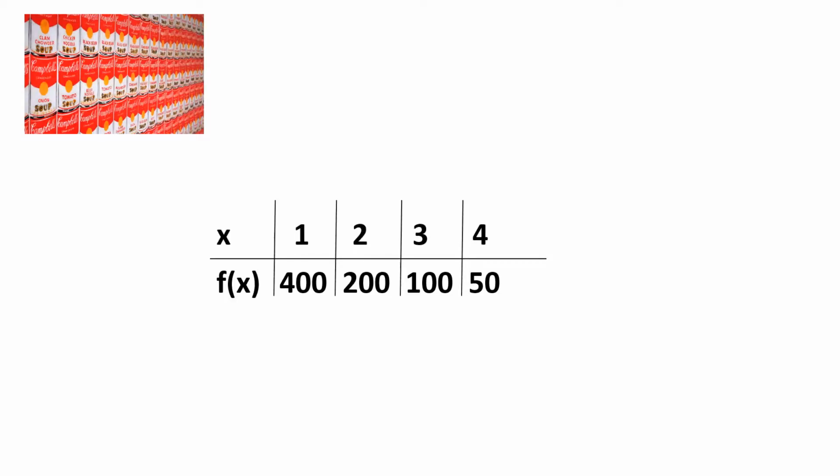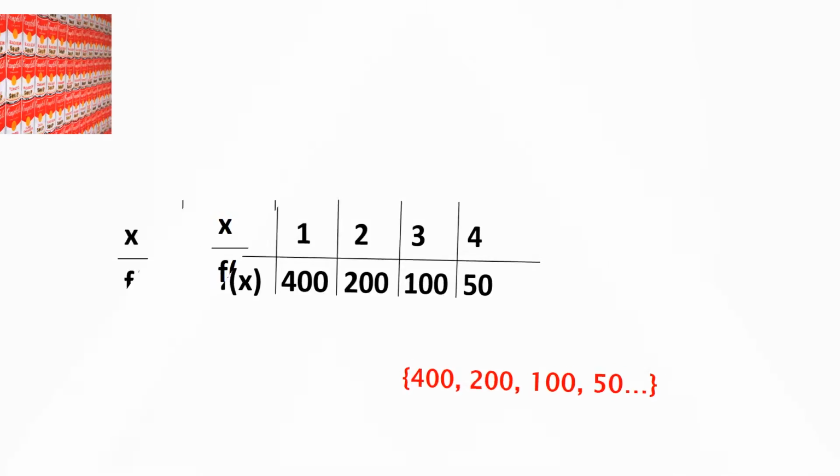Our x is going to represent the terms first, second, third, and fourth. And our f of x is our function for what the output is for those inputs of x. You can also write your function as a set. It might be easier to look at the numbers that way.